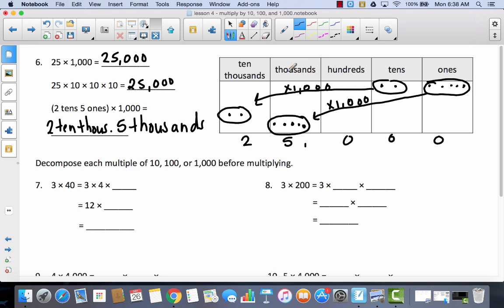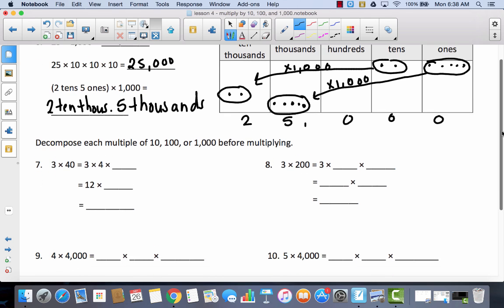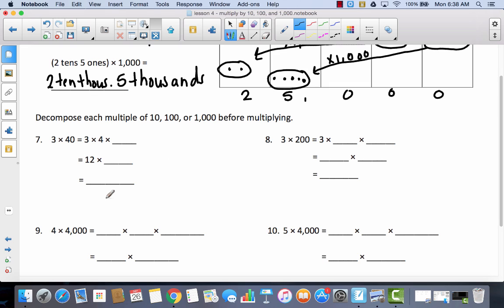Okay, now we're going to move away from the model and we're going to just look at some number sentences, okay? So we're going to decompose each multiple of 10, 100, or 1,000 by multiplying. So you can see here that I've got 3 times 40. Well, 40 is the same thing as 4 times 10. So now we've got 3 times 4 times 10. Well, I can go ahead and multiply 3 times 4 together, and that gives me 12 times 10, which gives me 12 tens, or 120.